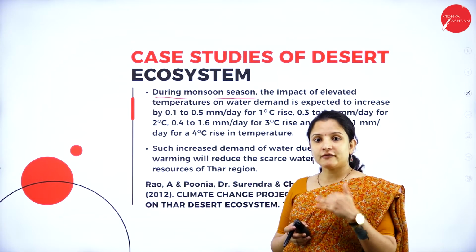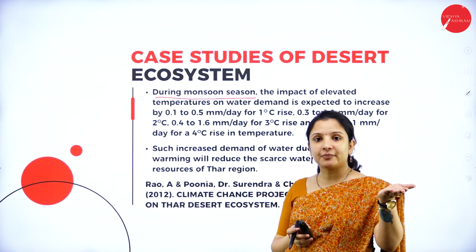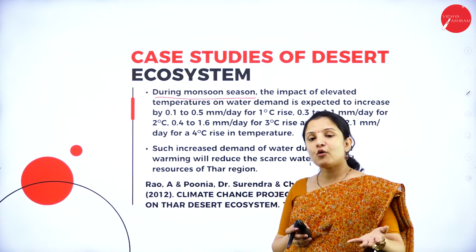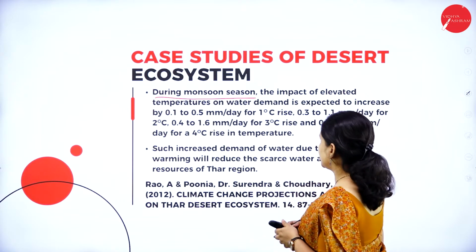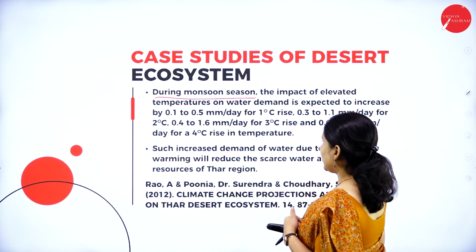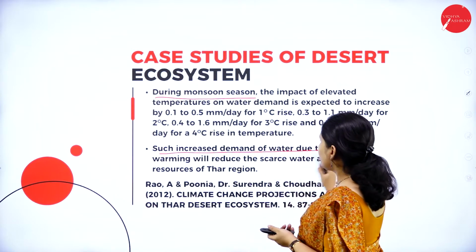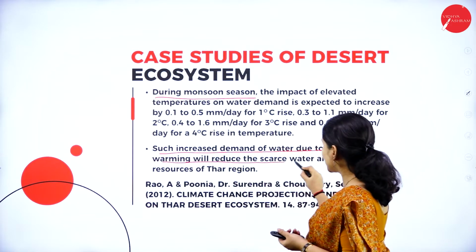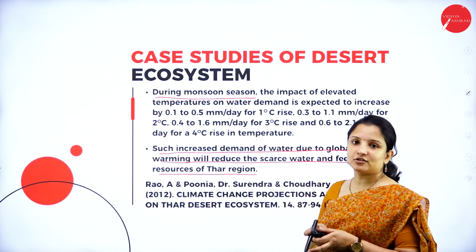As soon as the water falls on the ground, because of the increase in temperature, the water will very fast get evaporated. Therefore, there is no point in an increase in the annual rainfall. That is what happened in Rajasthan because of the change in the climate. And such an increase in demand for water due to global warming will reduce the scarce water and feed resources of the Thar region. So that is what they said.